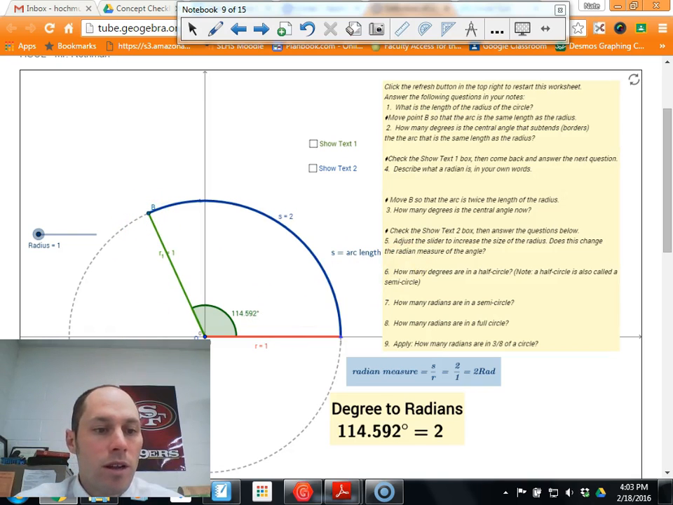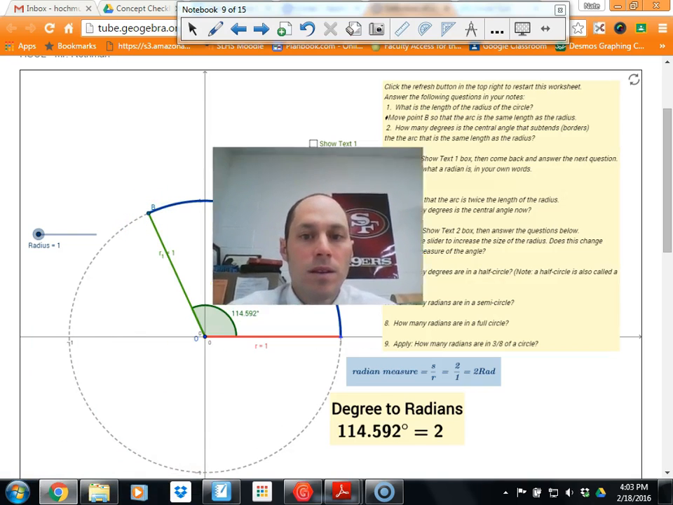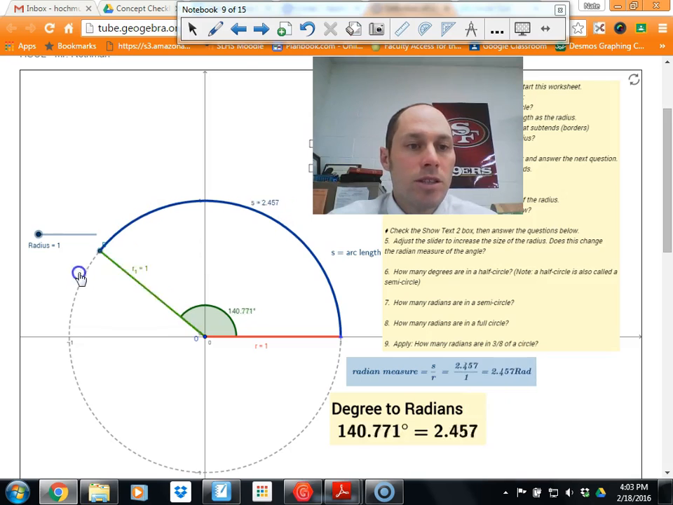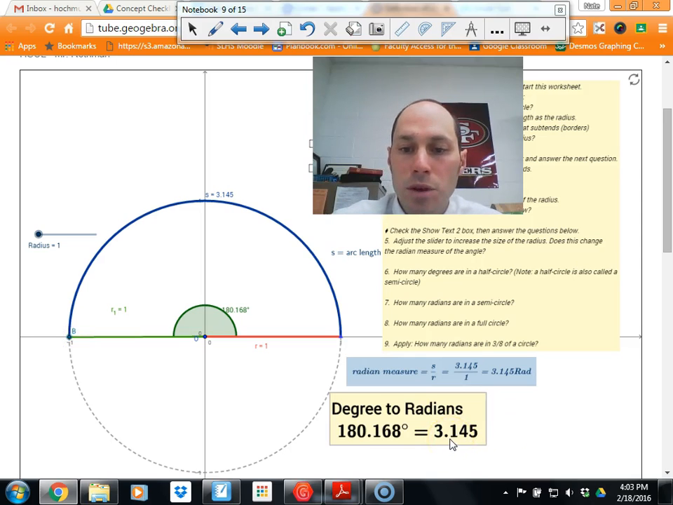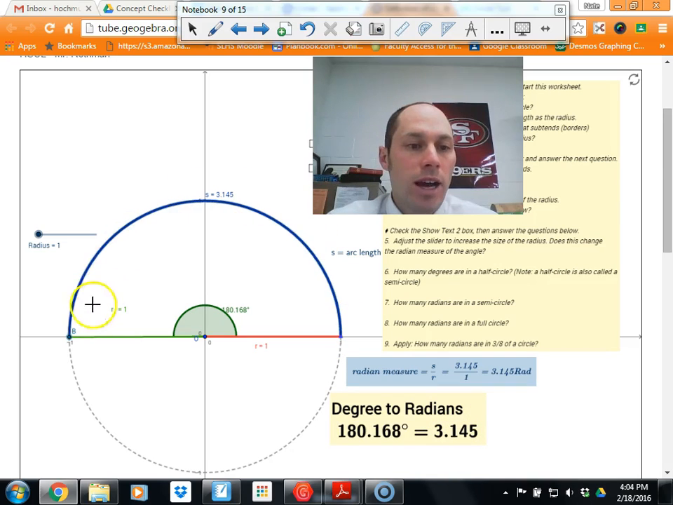If we go to a full half circle, how many degrees are in a half circle? You should know that. That's 180. Notice how many radians that is. Look at that number, 3.145 roughly. 3.14, you know, is the approximation for pi. So a half circle is pi in radians.